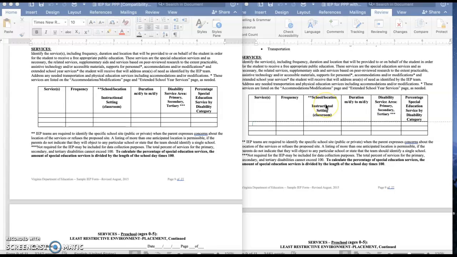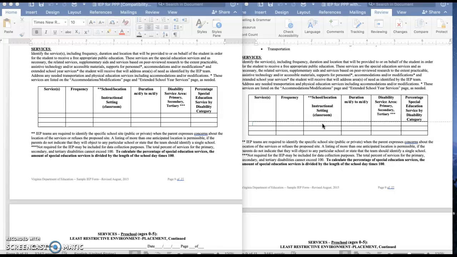Moving backwards, instructional setting, just make up the name of a school, and you would put that. Most likely, you're not going to put the name of a school on an IEP that you're filling out in a school division, but you will put whether it's going to occur in a general or special education setting. That's going to be something that you have to work with your individual school divisions. In Fairfax County, for example, preschool special education classrooms are self-contained special education classrooms. They don't have peer models. They're not inclusive. So you would put special education classroom.